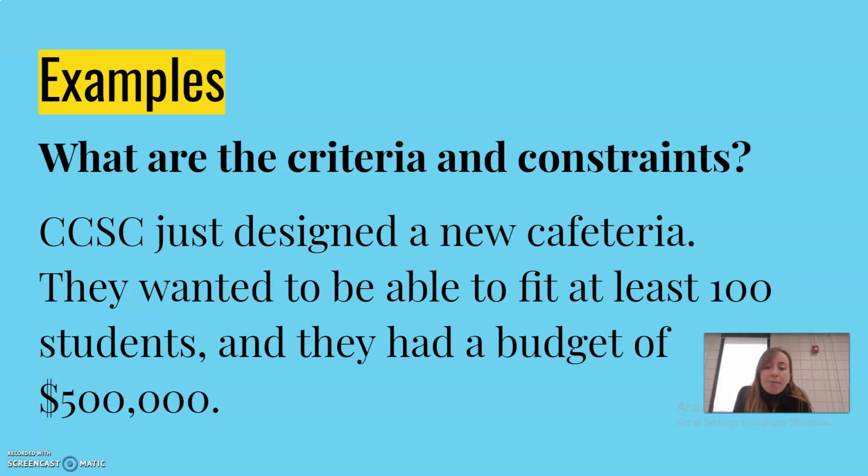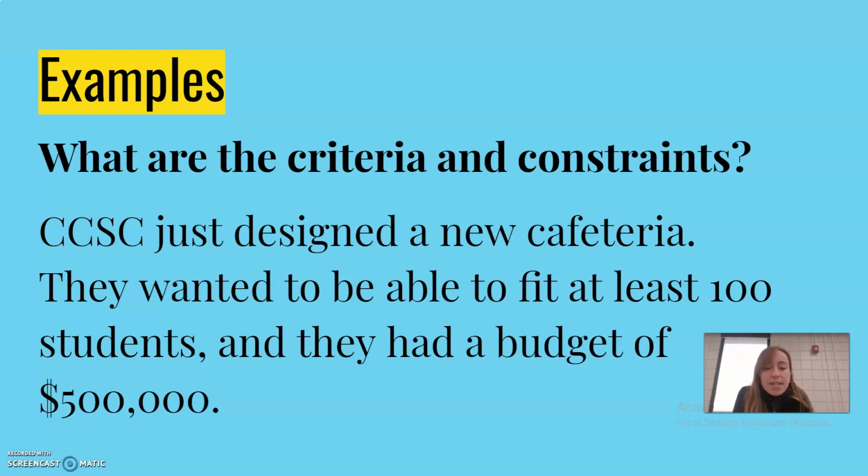So the criteria, remember, is the goals of a project. In this case, one of the goals of the CCSC cafeteria is that we wanted to be able to fit at least 100 students in it. So the criteria in this case is the capacity. We wanted to be able to fit at least 100 students.